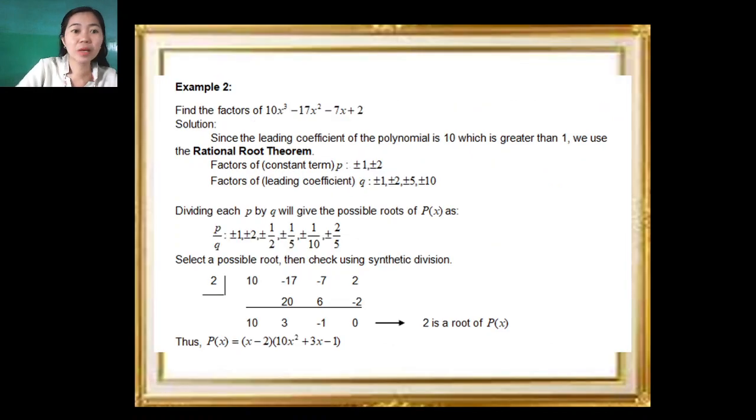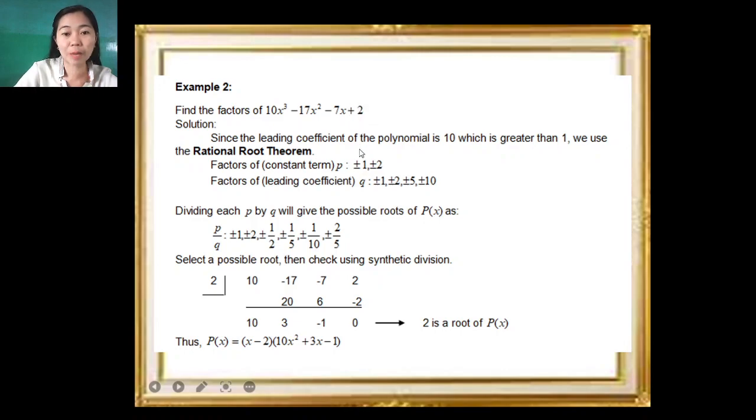Next example. So, in our example 2, find the factors of 10x cubed minus 17x squared minus 7x plus 2. So, for our solution, since the leading coefficient of the polynomial is 10, which is greater than 1, we use the rational root theorem. So, yung diniscuss natin before, wherein inilista natin kung ano ang possible factors of p and possible factors of q. So, yung p natin ay yung constant term na 2, and then ang q natin ay yung coefficient ng leading term, which is 10.